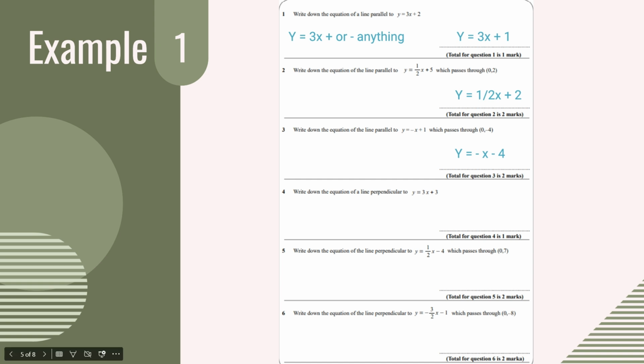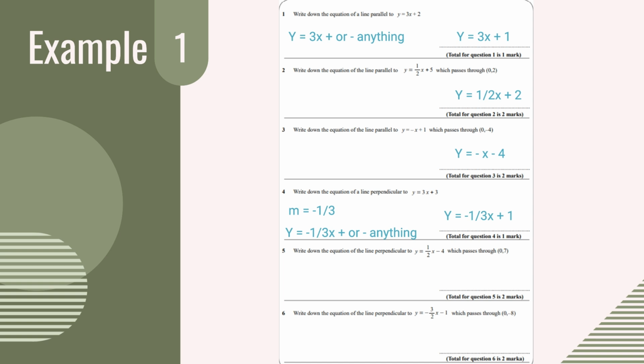Now in our fourth question, we're asked to write the equation of a line perpendicular to y equals 3x plus 3. So our gradient, which is represented as m, you may see this in other questions down the line, so make sure you know m equals the gradient. Our perpendicular gradient would be -1/3, as it's a negative reciprocal. So an equation of a line perpendicular to y equals 3x plus 3 is y equals -1/3 x plus or minus anything. So y equals -1/3 x plus 1 is an example.